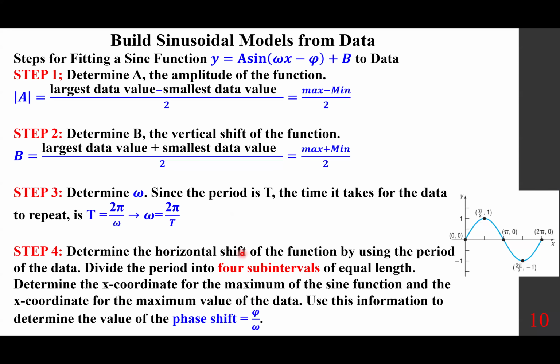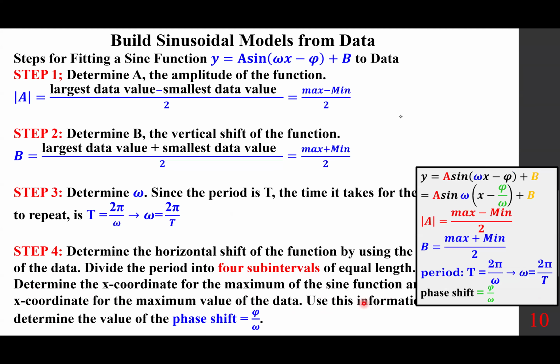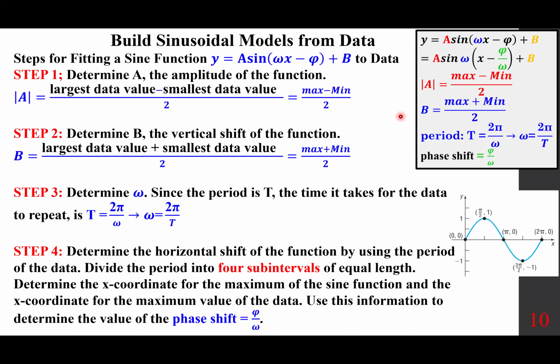Finally, determine the horizontal shift of the function by using the period of the data. Divide the period into 4 sub-intervals of equal length. Determine the x-coordinate for the maximum of the sine, that has to be 1/4 of the way, and the x-coordinate of the maximum value of the data. Use this information to determine the value of the phase shift phi over omega, reminding you of this entire thing as follows. Y is A sine omega x minus phi plus B.